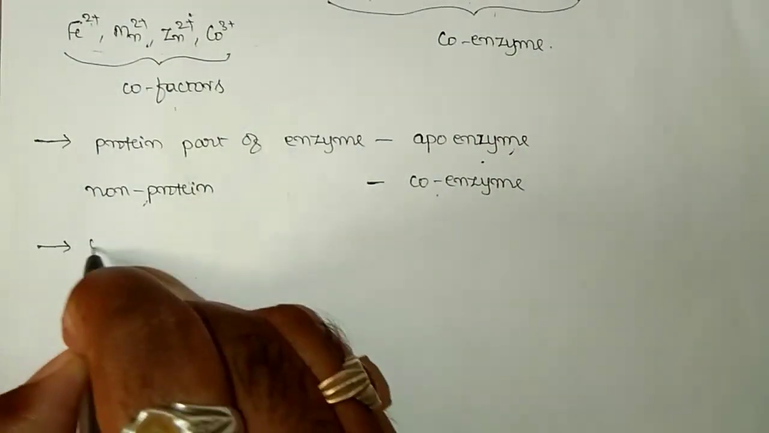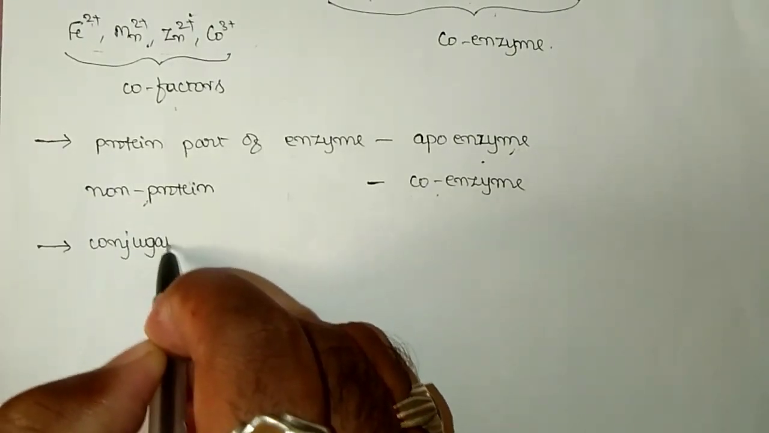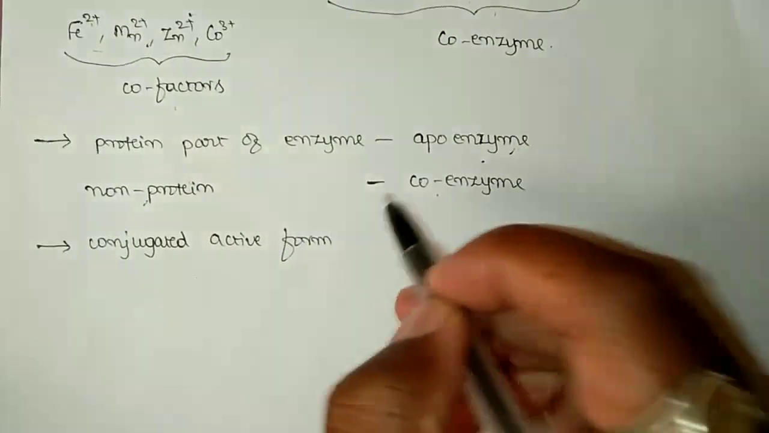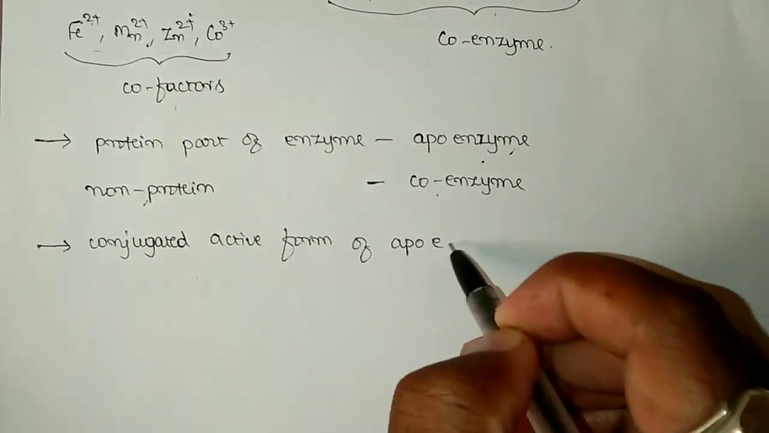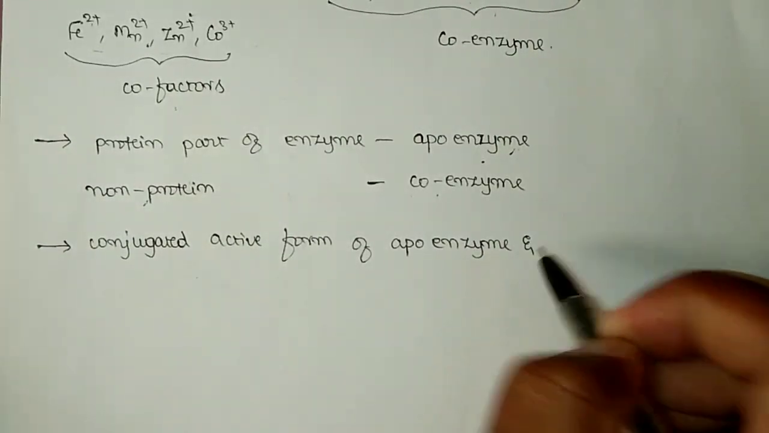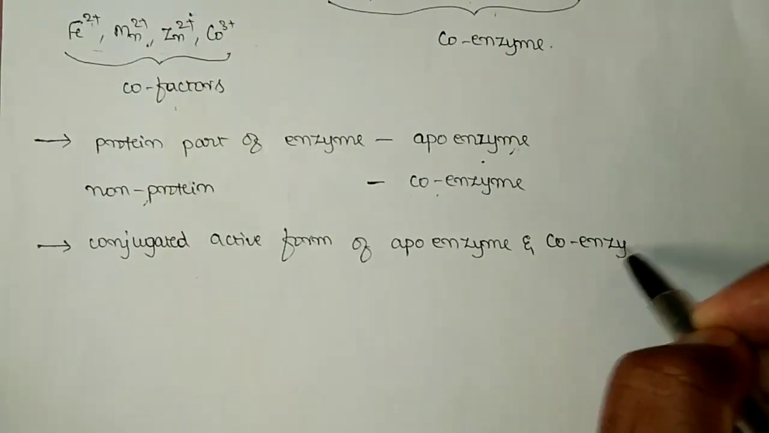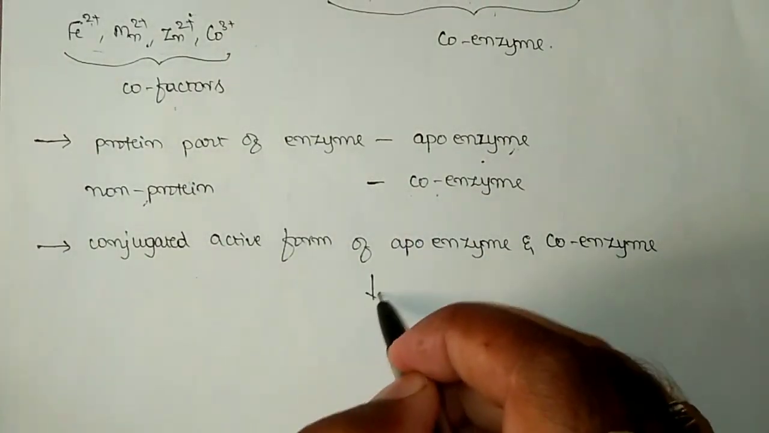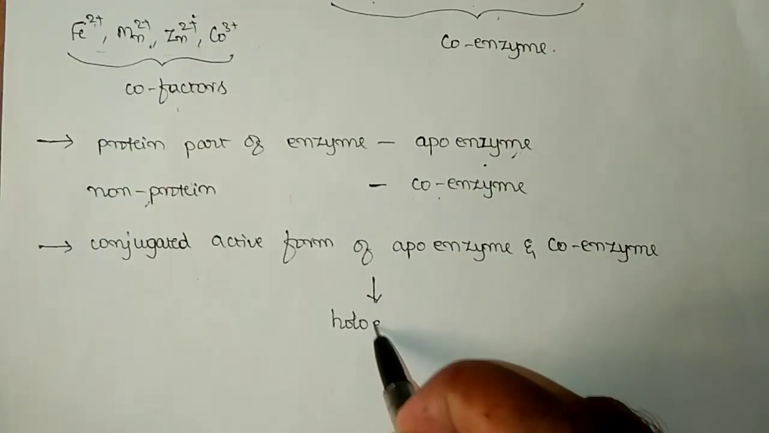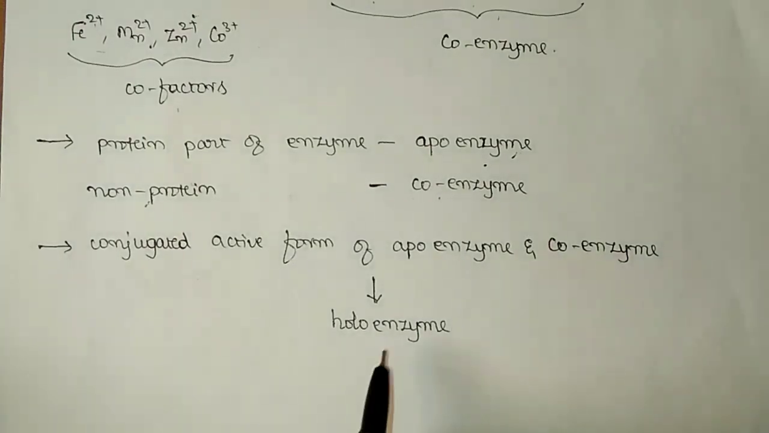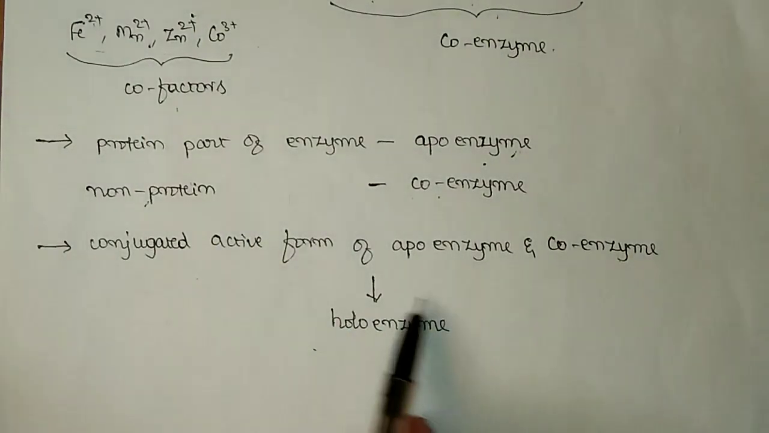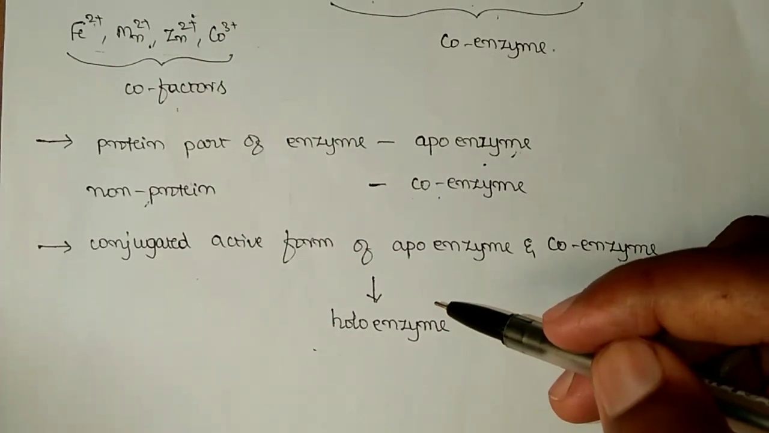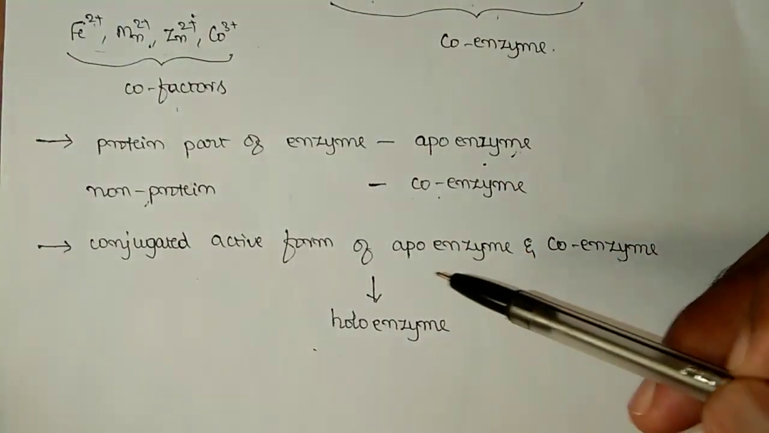So the conjugated active form of apoenzyme and coenzyme will be simply pronounced as holoenzyme, and this holoenzyme is actually the active form of the enzyme, and this will actually show the great catalytic activity, and we shall see how these things will happen.